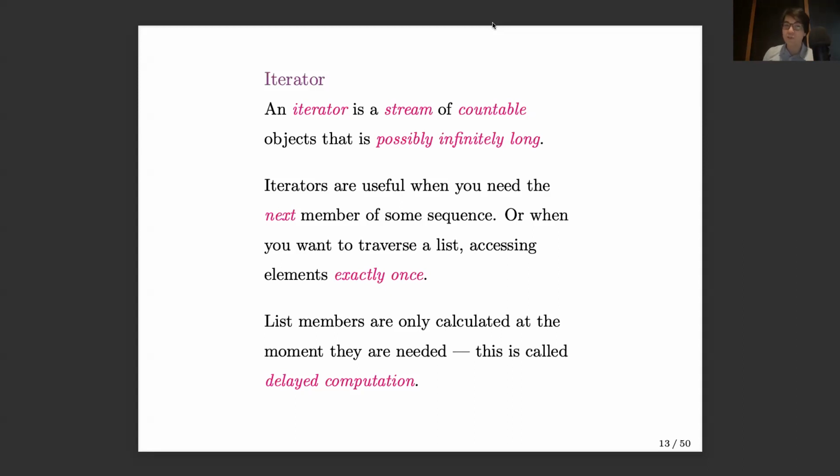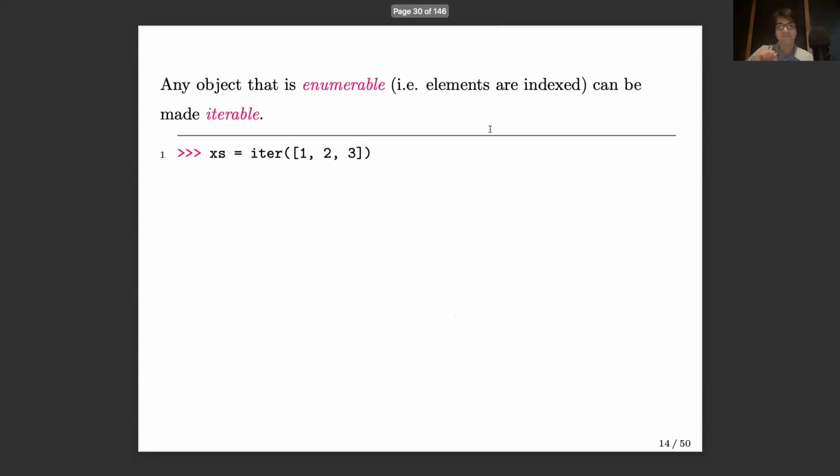So iterators are useful when you just need the next member of some sequence, or when you want to traverse a list exactly once. Next prime is a good example of this. In number theory, you often just need to get the next prime, and it would be silly to store the infinite amount of primes in memory and traverse that list. You just want some way of getting from one prime to the next prime. Okay, so list members are only calculated the moment they are needed. This is called delayed computation.